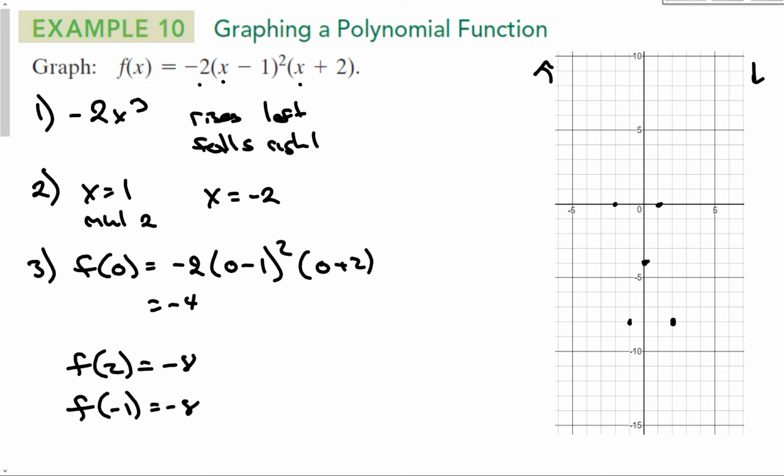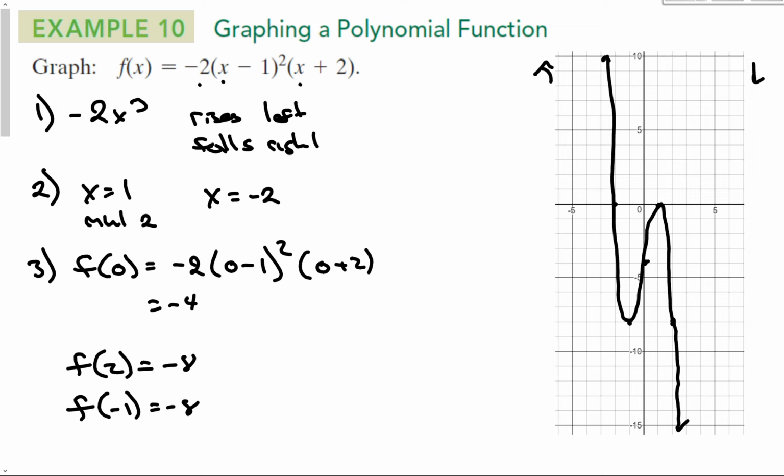Okay, so what's happening here? I expect the function to go up. I expect it to go through this point. I expect it to touch the x-axis and change direction at this point. So I can now kind of graph what's going on with this function. Okay? And there is my graph.